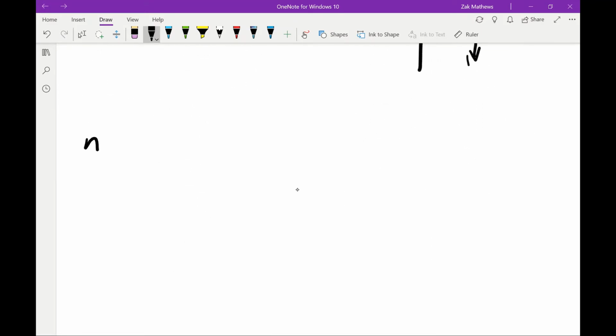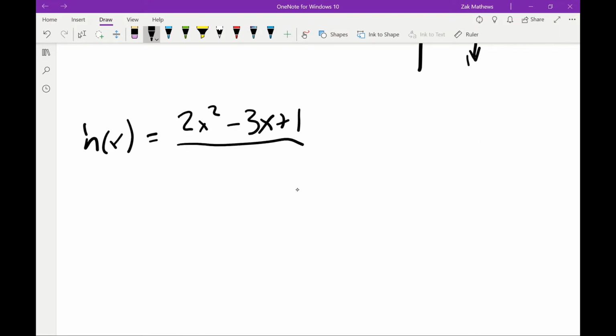Let's take a look at another example. So we have h of x equal to 2x squared minus 3x plus 1 over x plus 1. First thing I need to do to determine the asymptotes is see if I can factor that numerator. So the factors of 2x squared are 2x and x, factors of 1 are 1 and 1, and then the signs have to both be negative.